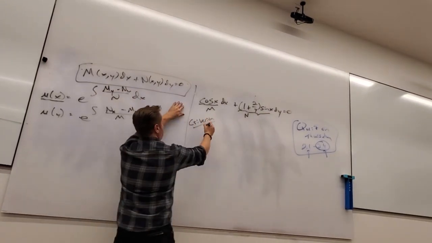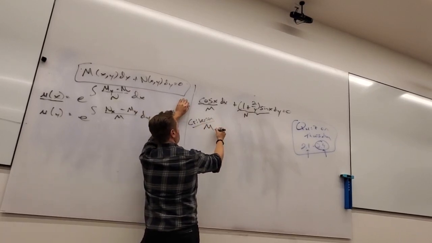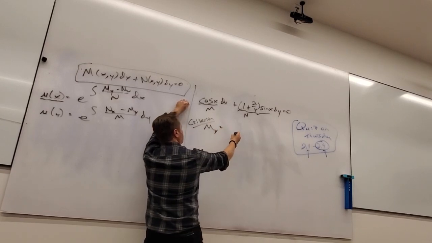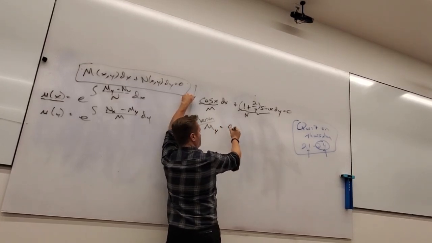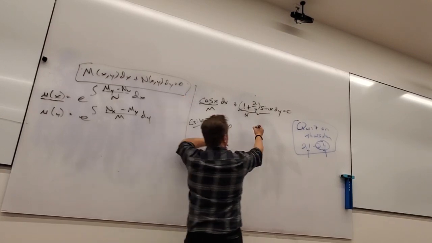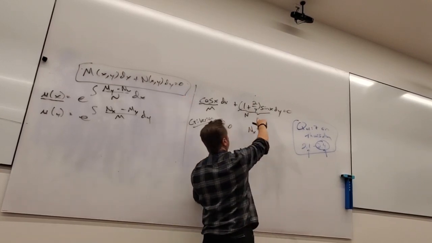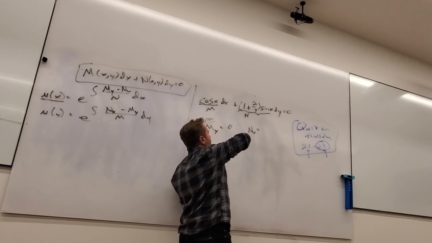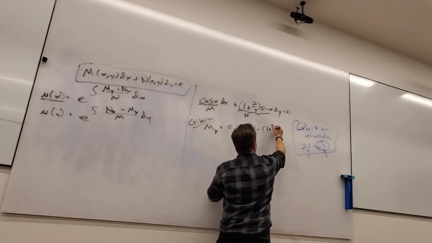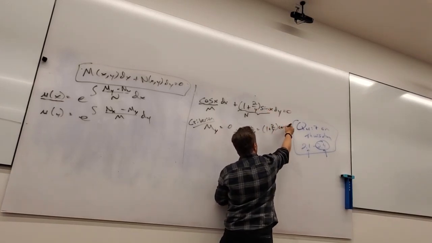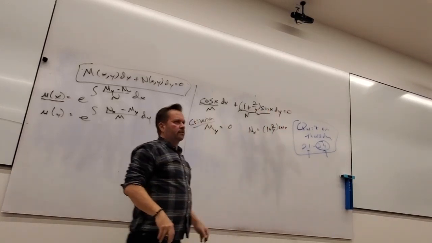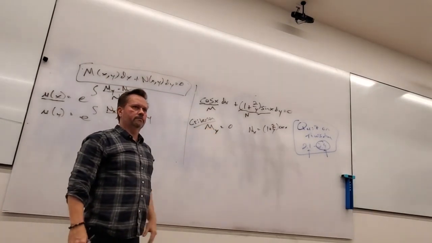So what do I check? What's M? M is... Y. What's my? Zero. And what is nx? Cosine. Yeah, 1 plus 2y. That's a constant coefficient, correct? Times cosine x. So it's really easy to see those are not the same.